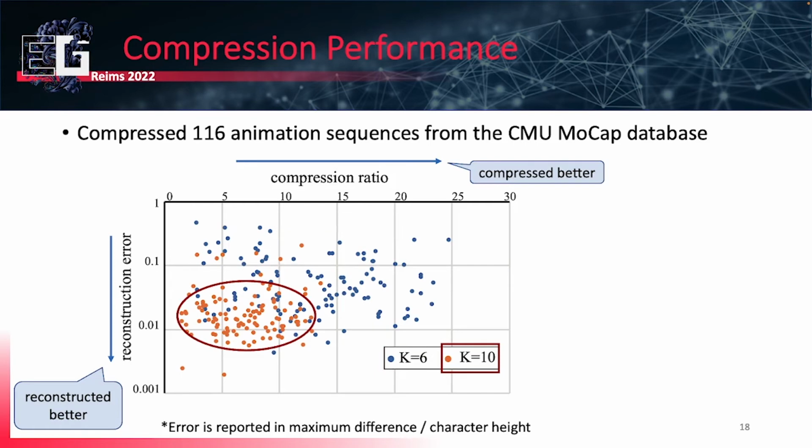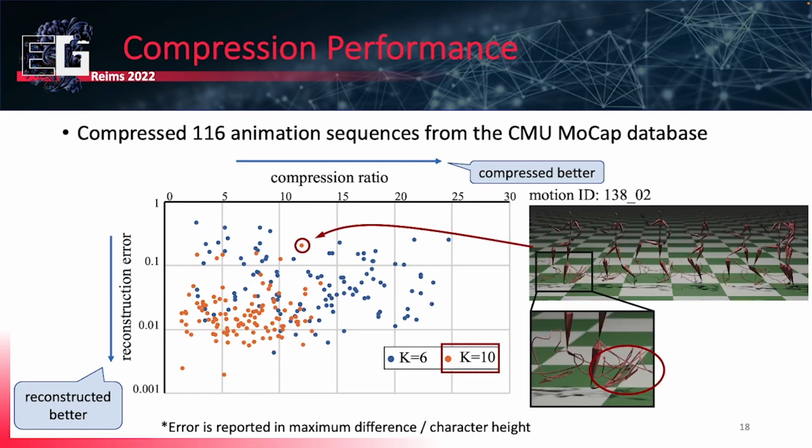For k equals 10, which means a larger network size, the compression performance becomes modest, but the reconstruction errors are generally very small. However, there is a motion that has high error even with k equals 10. We find that such a motion is often a corrupted capture, as seen in the trajectory visualization of the character's feet shown at the right.